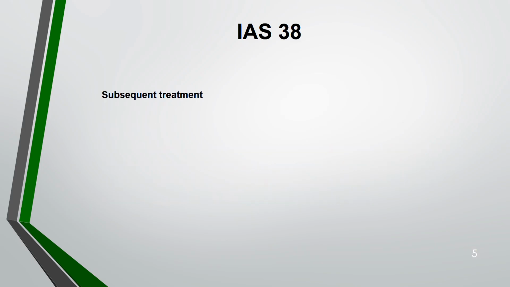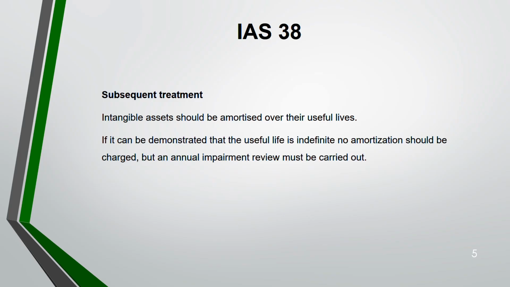Now, subsequent treatment. Intangible assets. See, tangible asset we depreciate over the useful life. Intangible asset we amortize over the useful life. But except goodwill. Goodwill we do not amortize. So when it comes to intangible asset, very important is you have to see whether your useful life is indefinite or finite. If it's finite, that means fixed number of years, you have to amortize over that. But if useful life is indefinite, you do not amortize it.